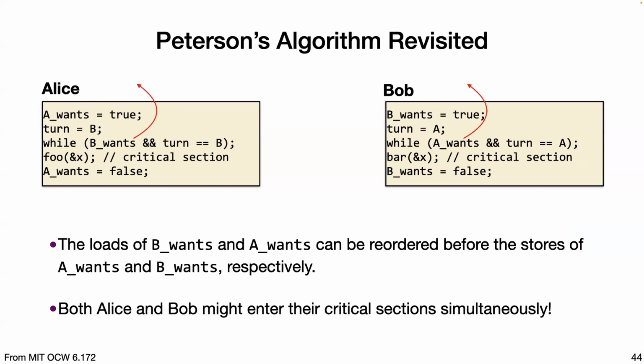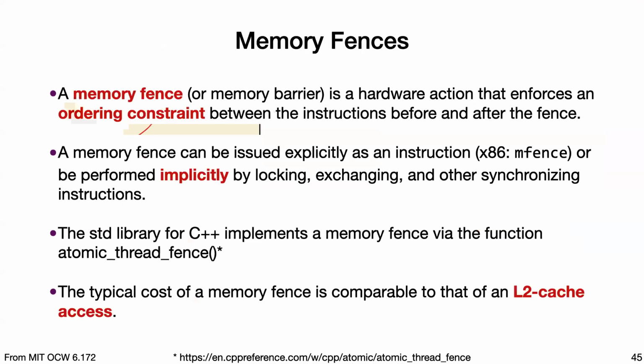So we have to do something to fix it. And the way we're going to do it is through something called memory fences. Memory fences are programming constructs that the programmer can call down into the hardware that force some ordering constraint between the instructions before and after the fence. This is an explicit instruction that you can issue, like in x86, you can write mfence, and the things before the fence have to happen before the things after the fence.